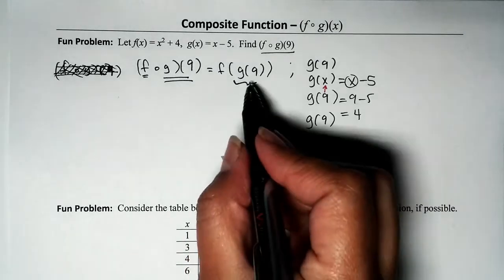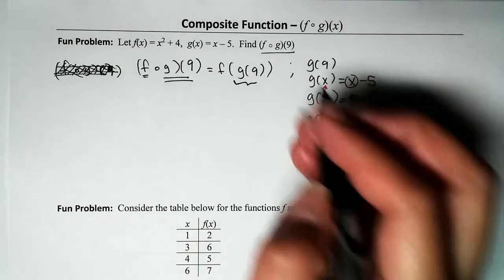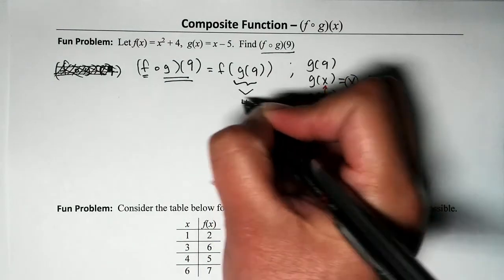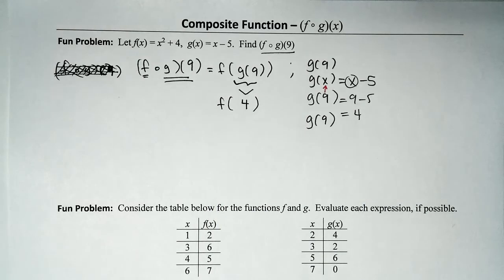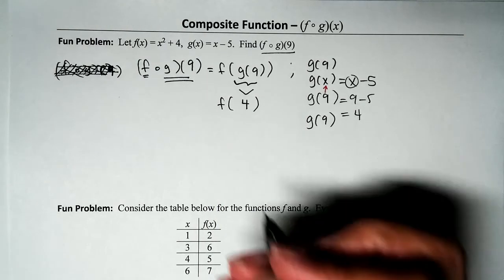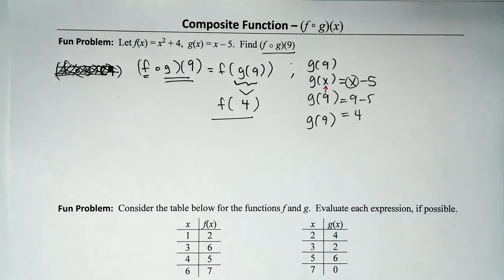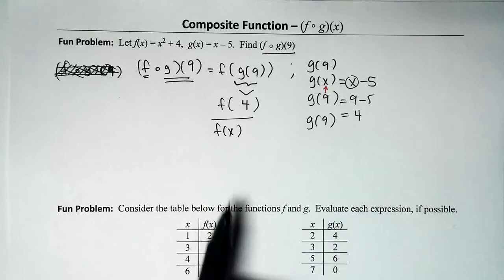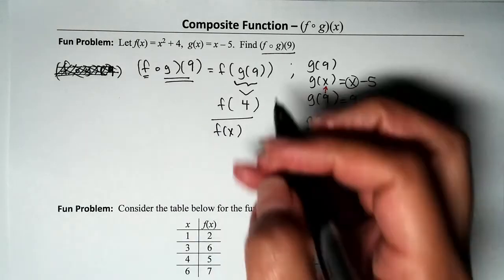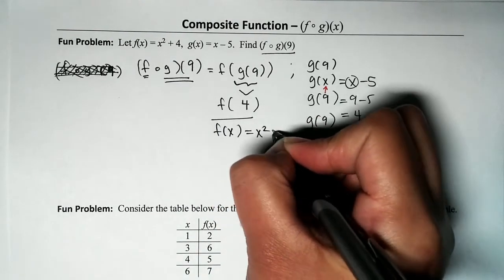Cool. So g of 9, according to our hard work, gives us 4. So the moral of this story is that f of g of 9, what that translates to is find f of 4. So you guys are awesome. I know you could evaluate this quickly, but I cannot. So I'm always going to write down the original function first. So we have f of x, because that's what it says. So f of x equals x squared plus 4.